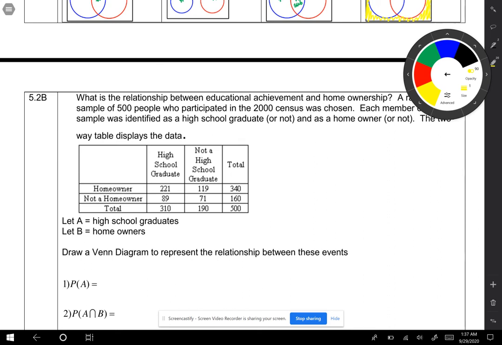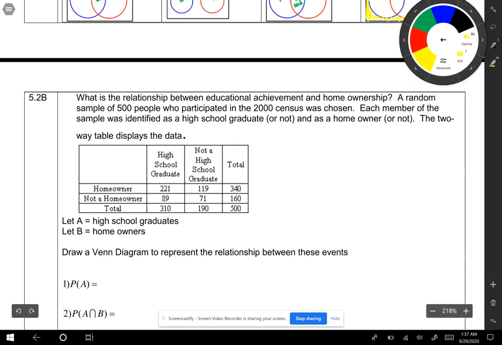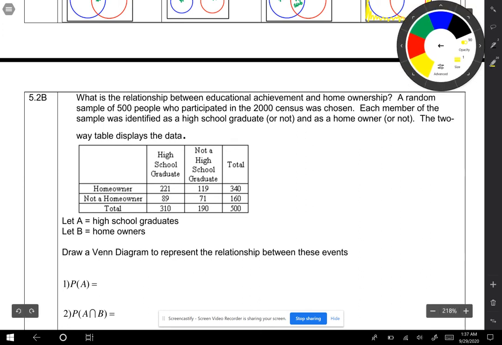So this first one, what is the relationship between educational achievement and home ownership? A random sample of 500 people who participated in the 2000 census was chosen. Each member of the sample was identified as a high school graduate or not, and as a homeowner or not. The two-way table displays the data.